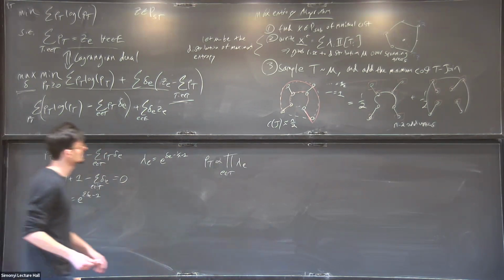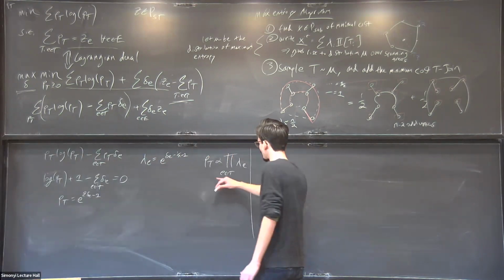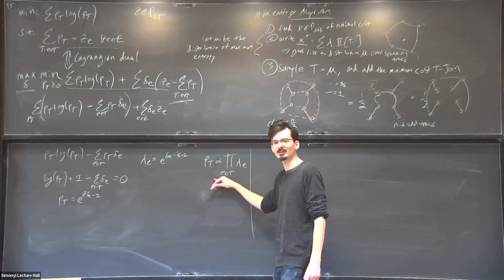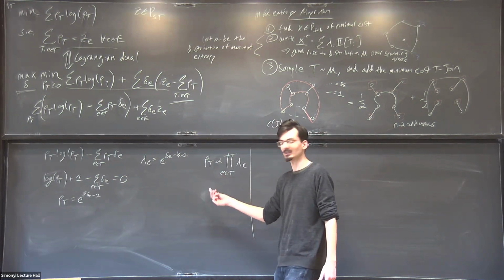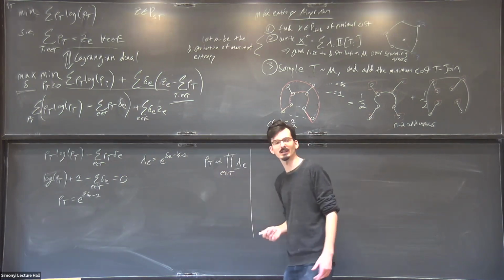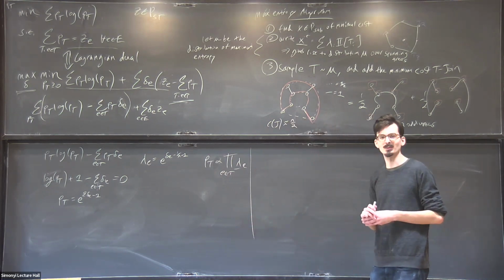Okay, so now that we know that there's a compact, polynomial size description for max entropy distributions, right? We just have these vectors lambda. We can hope to actually find them in polynomial time.